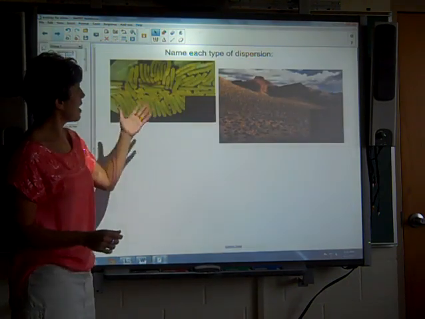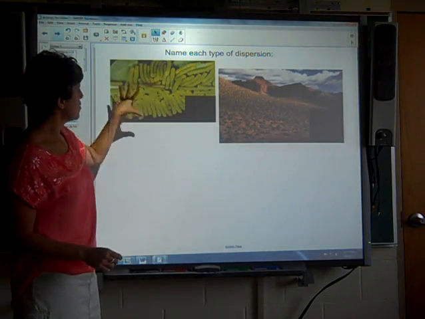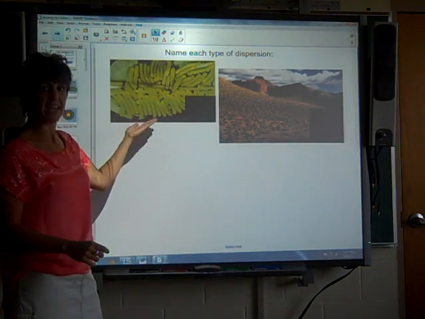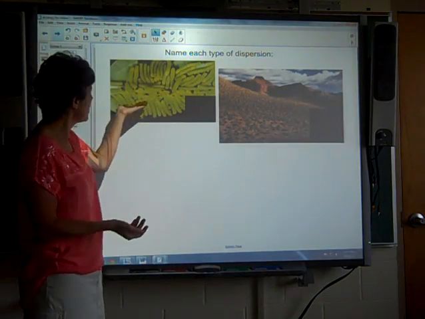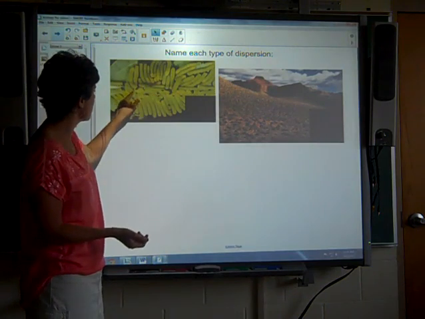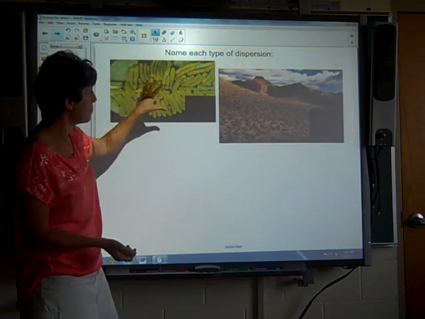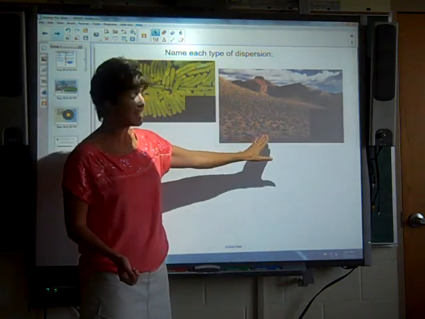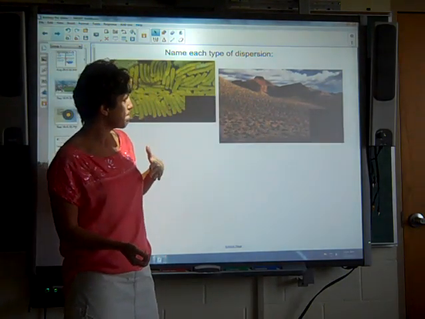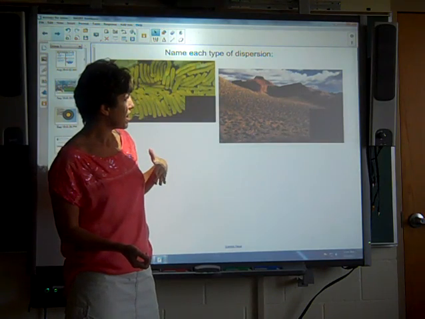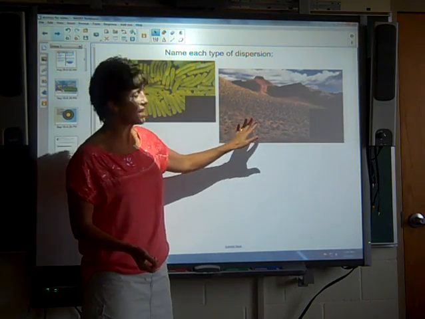I have some examples here. So if you look at this, think about it for a second. Clumped, definitely clumped. They are all so close together. These are a type of caterpillar and they're on a leaf here. Here we have a type of cactus. Look at that for a second. That is evenly spread out.